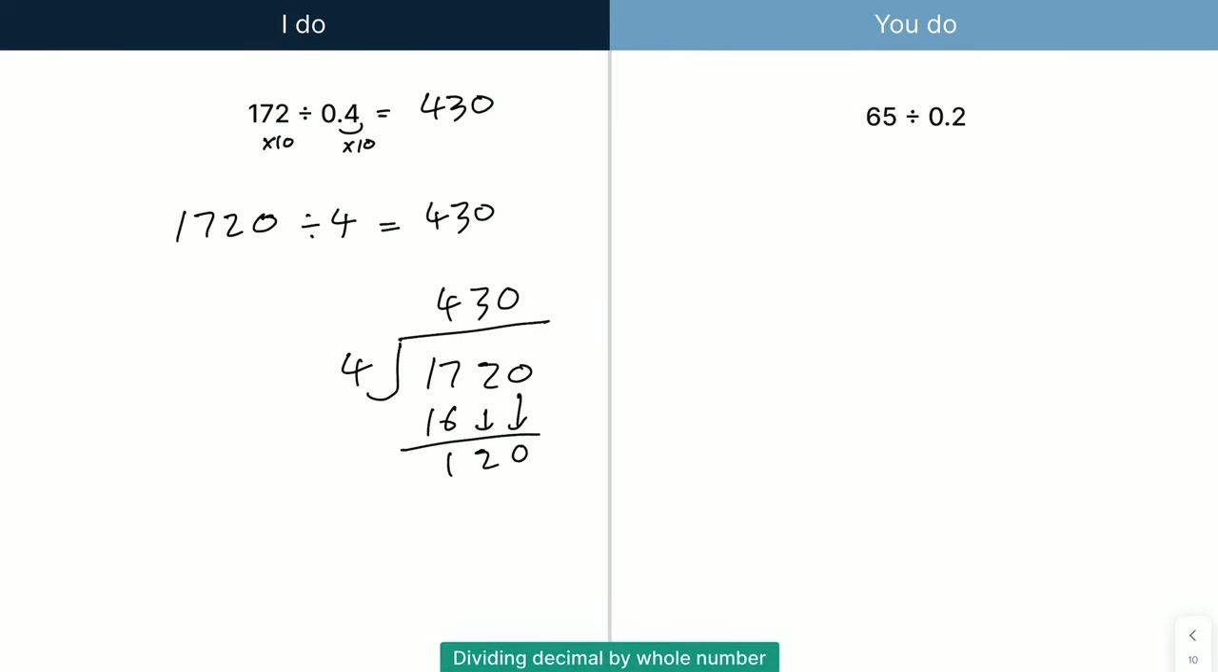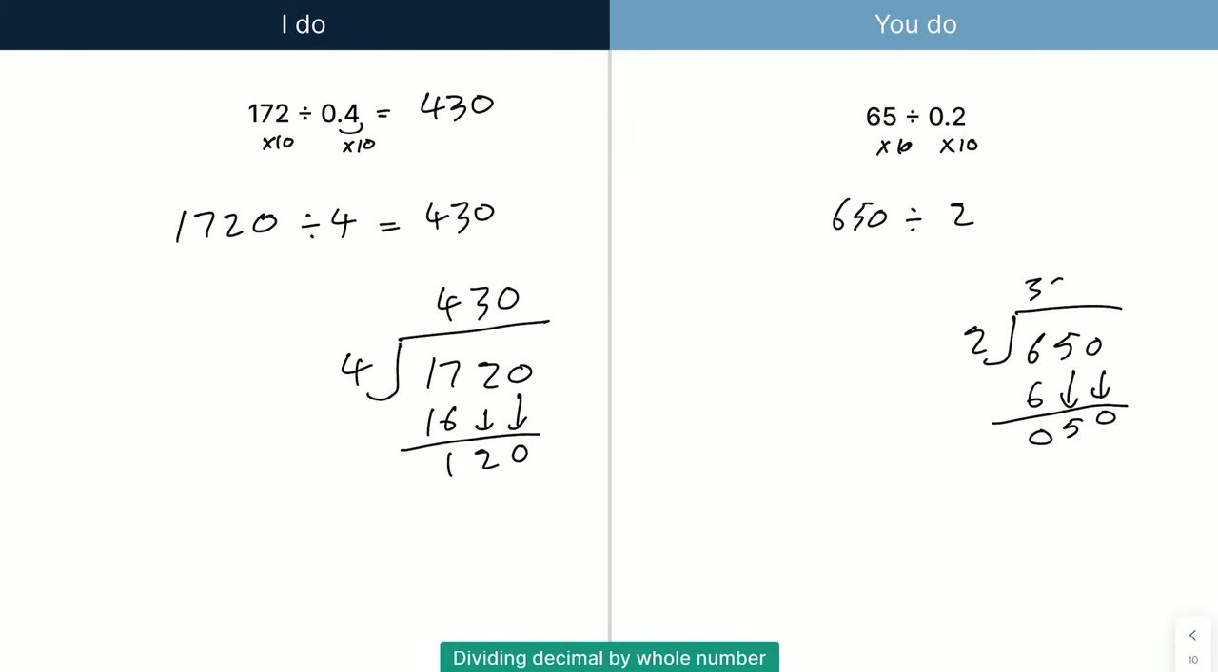Again, here, we don't want to divide by a decimal. So we're going to times it by 10. And 10, that becomes 650 divided by 2. And as usual, you can just use the bus stop method at this point. Now 6 goes into that 3 times, and then we're left with the 0 there. And then we have the 5 and the 0, so that just becomes 25. So we have 325 here.